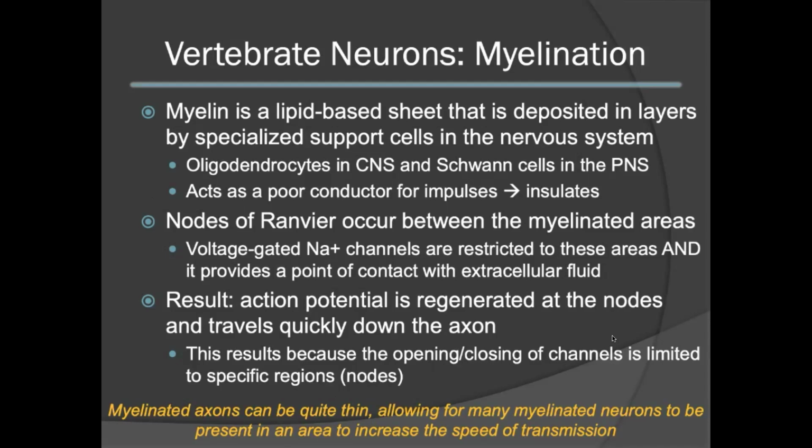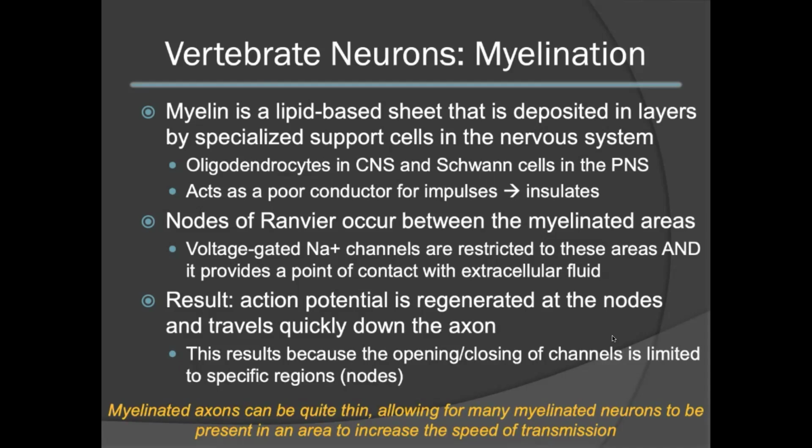Between these areas of myelination, there exist the nodes of Ranvier. The nodes of Ranvier are important locations on the neuron. This is where most of the voltage-gated sodium channels will be located. This also provides a point of contact between the neuron's membrane and extracellular fluid. As a result of the nodes of Ranvier in combination with the myelinated areas, the action potential will be regenerated at the nodes of Ranvier.